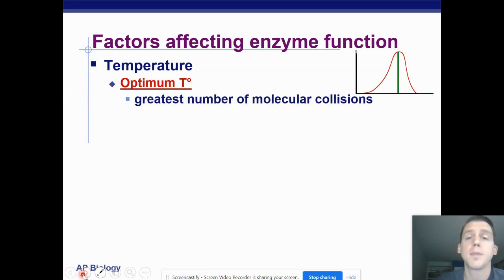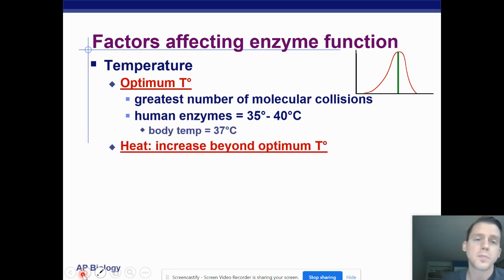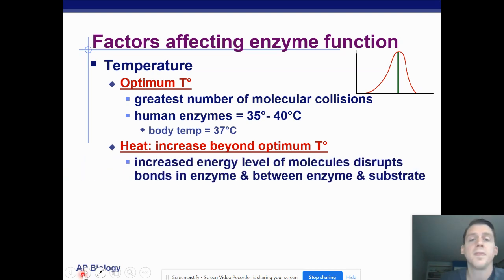All right, so here we have temperature. There is an optimum temperature, and that is when we have the highest number of molecular collisions. In humans, that's going to be between 35 and 40 degrees Celsius, or normal human body temperature. If heat goes beyond the optimum, the increased energy level of the molecules disrupts the bonds in the enzyme and between the enzyme and the substrate.